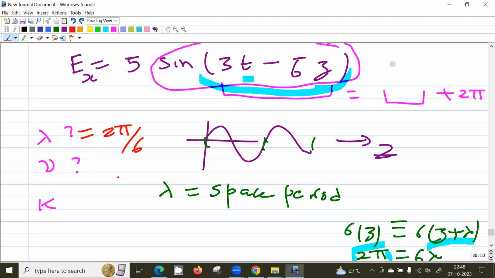Can you repeat the lambda part, sir? Just repeat the lambda question. How is 2 pi equal to 6 lambda?